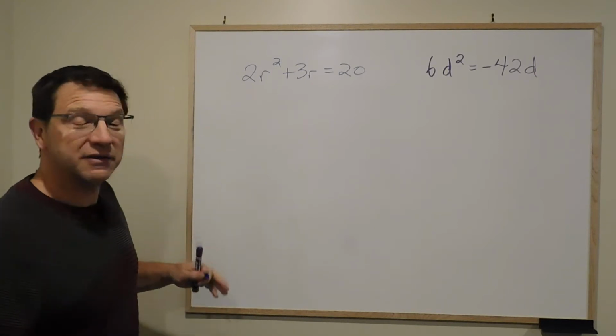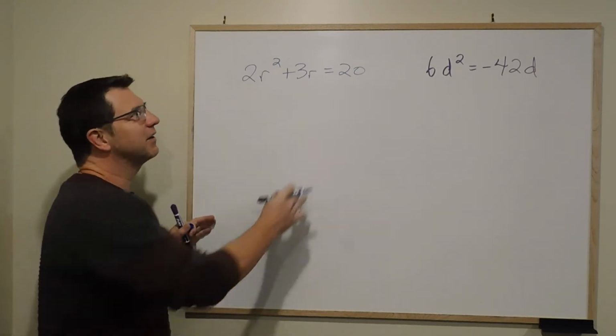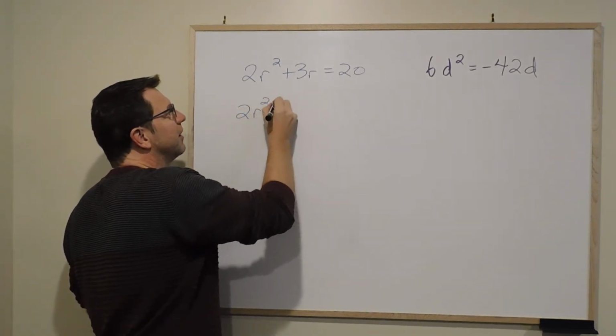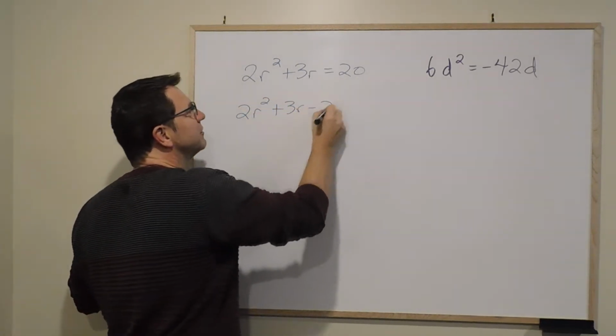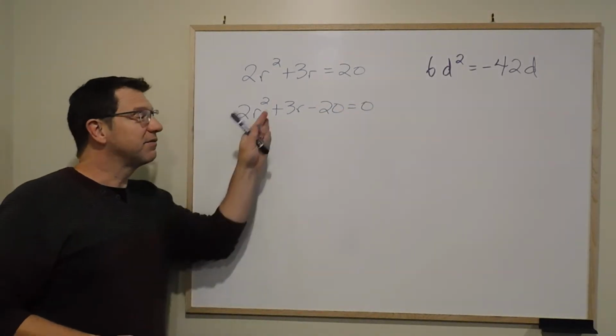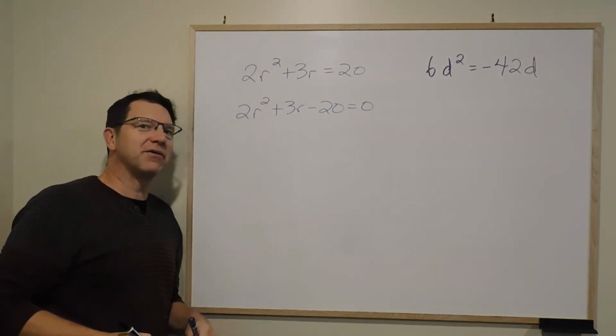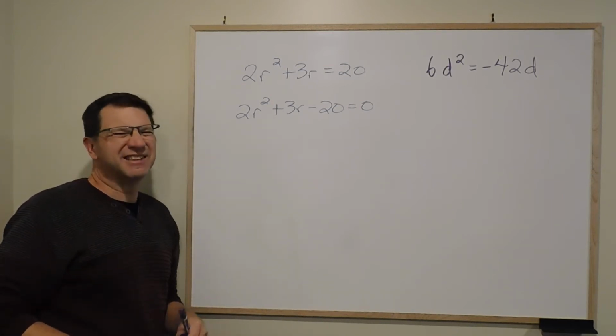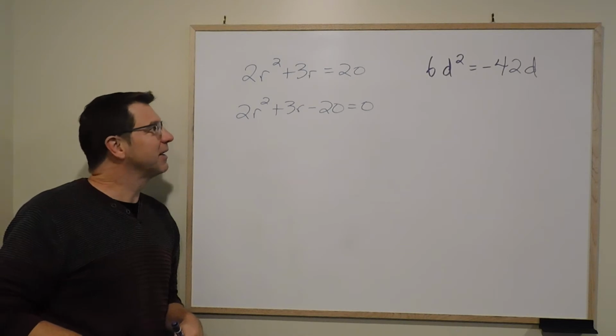So if I'm going to factor something to find the solution, the ideal thing to do is to move the 20 over. So I get 2r squared plus 3r minus 20 equals 0. Now, I'm going to try and factor that. If I couldn't factor it, I would use the quadratic formula, which we will talk about later in the slide deck, quite a bit later actually.